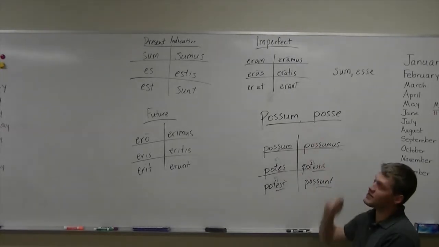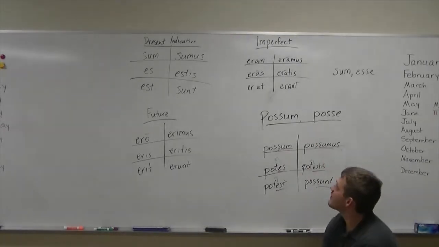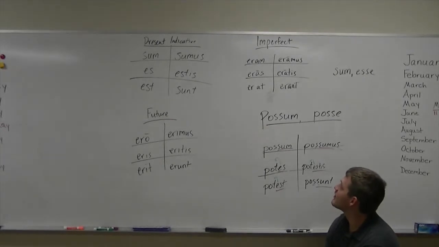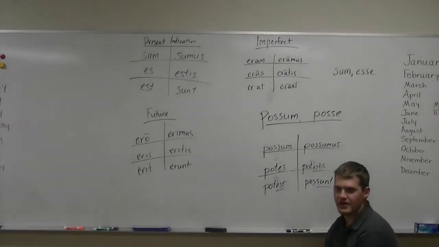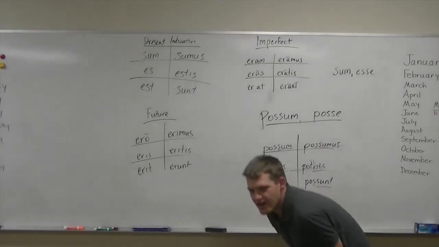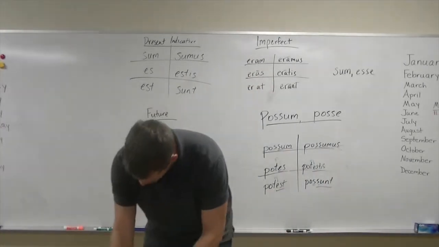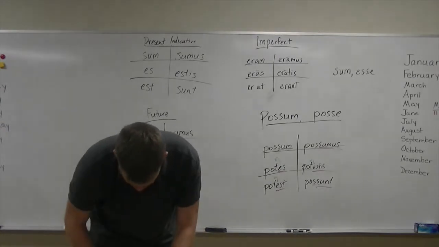Poteribus, poterat. Let's try it in the imperfect. Poteram, poteras, poterat, poteramus, poteratis, poterant. And check out the paragraph. Where? Page 36. No, I'm sorry, 38. Yeah. There you go.